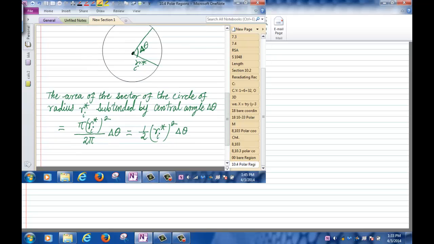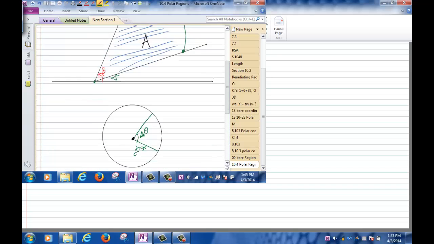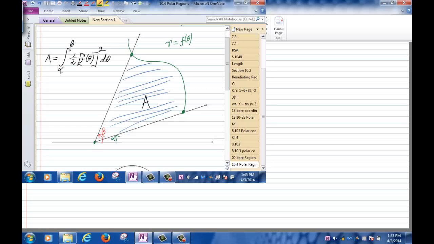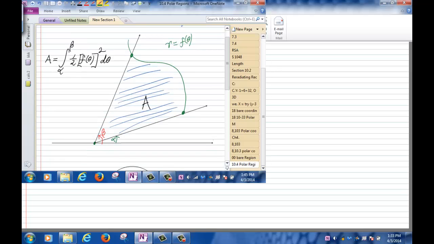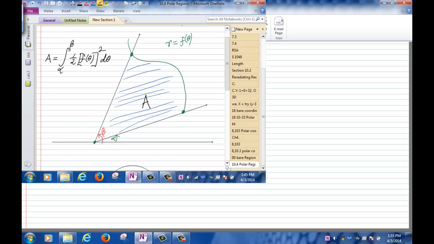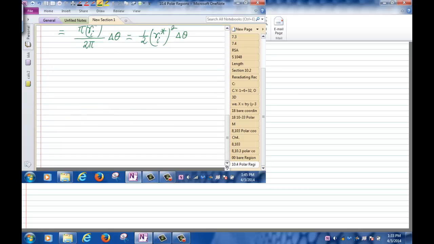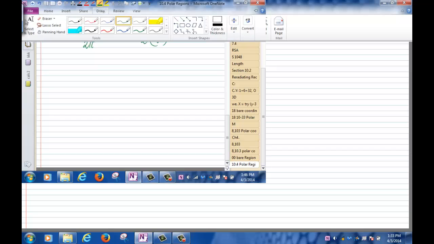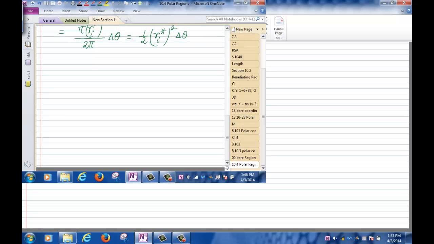Everybody's okay. Now let's go back to our question. I have this polar region and I want to show that the area of this region should be given by that integral formula. So why is that the case? The first thing that I'm going to do is notice that for this polar region, the theta values go from alpha to beta, right? So I am going to think of that as an interval from alpha to beta.